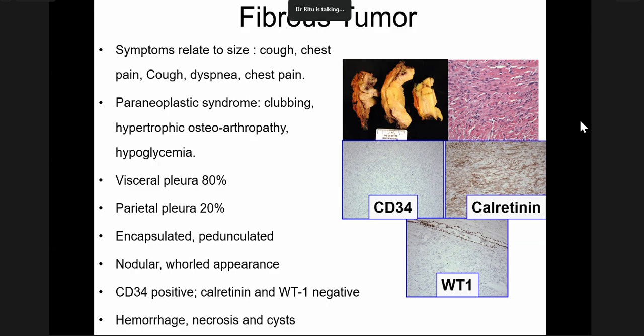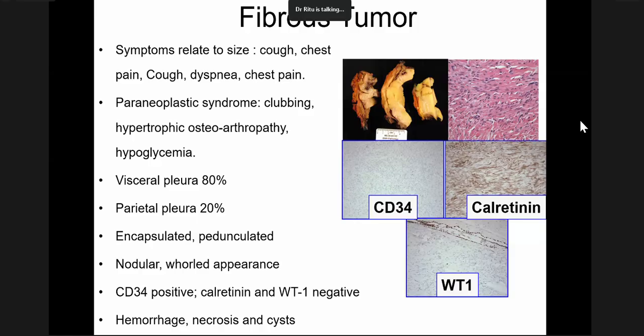80% of these arise from the visceral pleura, and 20% of them arise from the parietal pleura. They are generally well encapsulated and pedunculated. So if it's a very small fibrous tumor, the way we used to diagnose it before CT was so heavily available was we would ask the patient to lie in a decubitus fashion or prone, and you would see that it moved, and that was one of the ways we would tell that this was a fibrous tumor. They can have a nodular or whorled appearance.